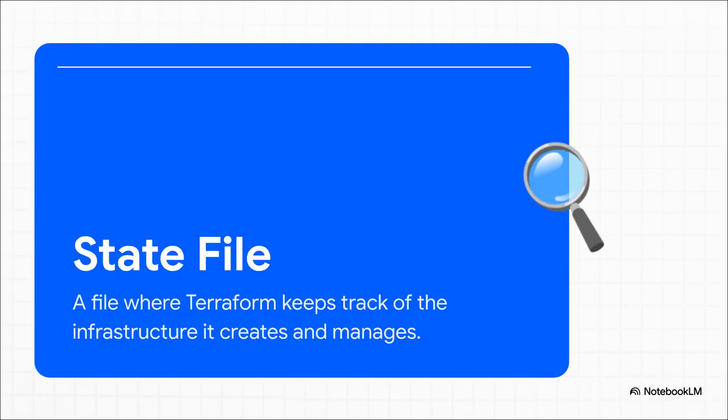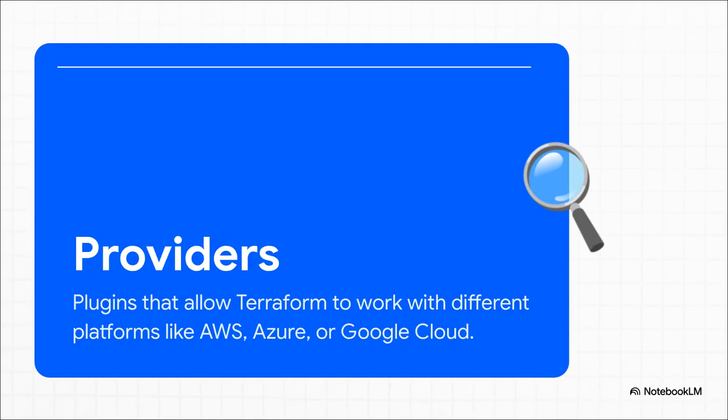But wait, how does Terraform know what needs to change during that plan step? The secret sauce is something called the state file. Think of this file as Terraform's brain, or its memory. It keeps a perfect map of all the infrastructure it's already built. So when you run plan, it compares your new code to what's in the state file and figures out the exact difference. It's the source of truth. And the cool thing is, Terraform isn't just for one cloud.